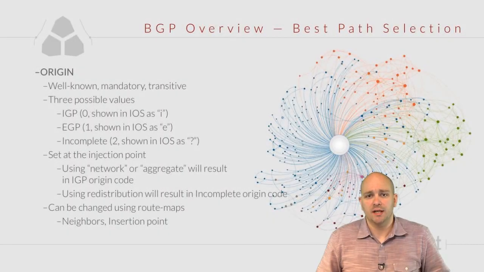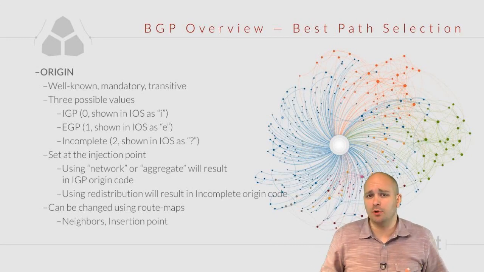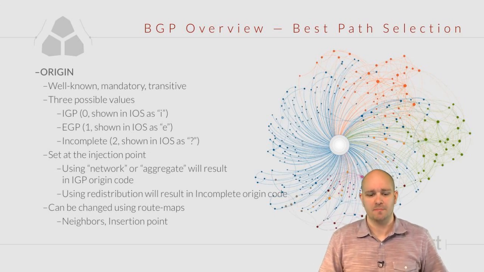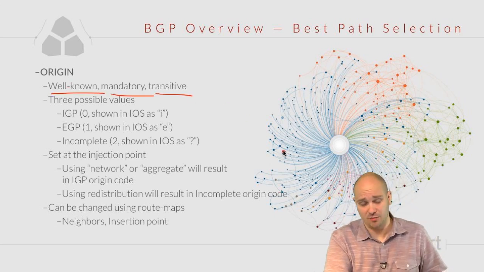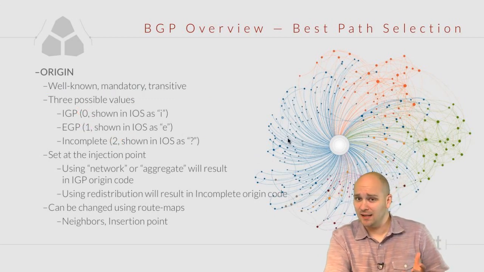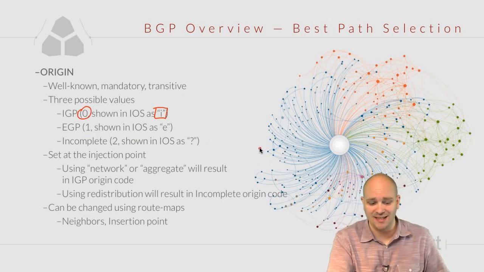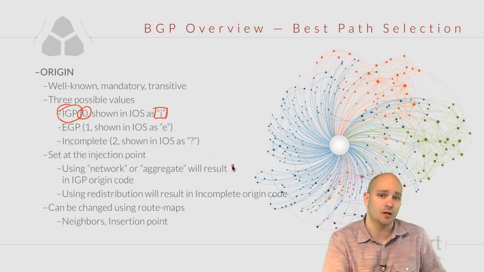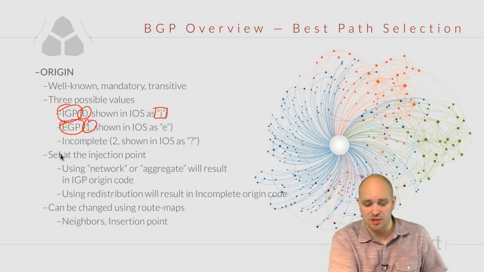Origin code is admittedly one of the most confusing attributes that students encounter when they are studying BGP. It's such a simple concept, yet it causes so much confusion. It is, first of all, a well-known mandatory transitive attribute. It has only 3 possible values, 0, 1, or 2. In IOS, value 0 is going to be shown as a lowercase i, and it actually has a mnemonic value of IGP. Value 1 is going to be shown as EGP, and in IOS it will be shown as a lowercase e.